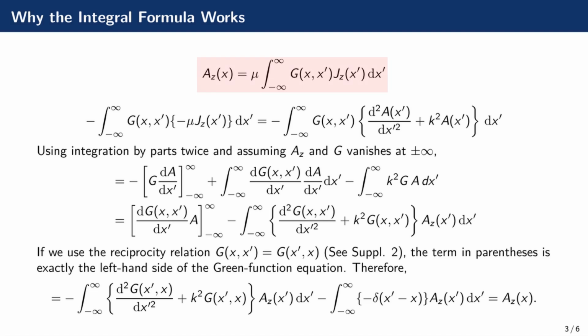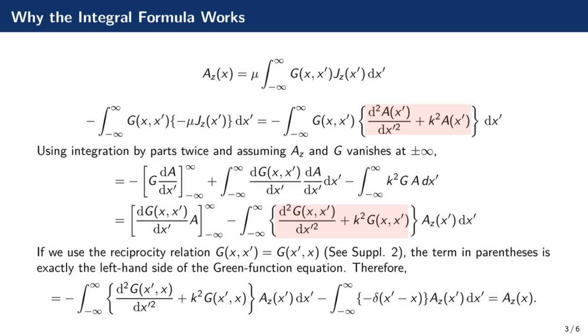Next, let me explain why this integral formula really gives the desired vector potential. We compute the right-hand side and check whether it reproduces the vector potential generated by this source. Because the source term is minus mu j sub z, we can replace it by the left-hand side of the original Helmholtz equation. Then, by integrating by parts twice and using the fact that both the vector potential and the green function vanish at infinity, we can move the derivatives from A sub z to the green function. This property, that the operator can be moved in this way, is called self-adjointness. An operator with this property is called a self-adjoint operator.